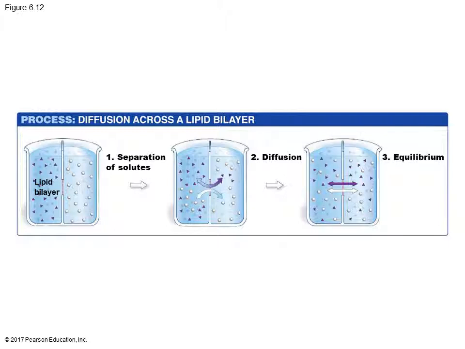I love this example in figure 6.12. We see that there's two different kinds of molecules, those represented by purple triangles and then the white spheres. Notice that there's an artificial membrane in the middle of the beaker. So notice over time the triangles diffuse to the right hand side and the white spheres diffuse to the left hand side until there is still movement, but there is no net movement. So the concentration equilibrium has been reached.